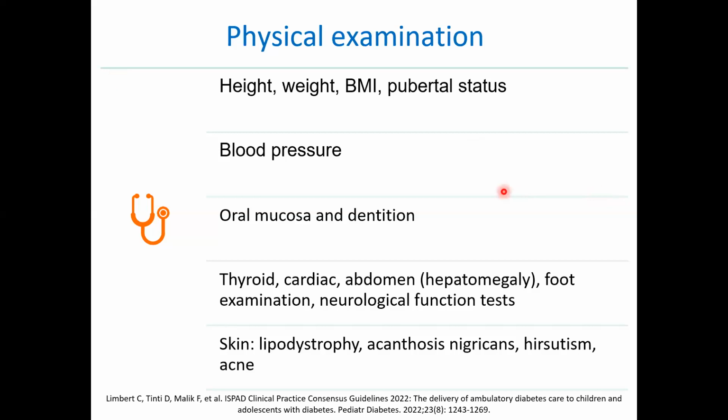Skin examination is very important because we know the insulin injection can cause complications, especially if it's not done correctly, so they can get lipodystrophy. We also need to look for acanthosis nigricans, which may be associated with type 2 diabetes, as well as hirsutism and acne, which may be associated with polycystic ovary syndrome.